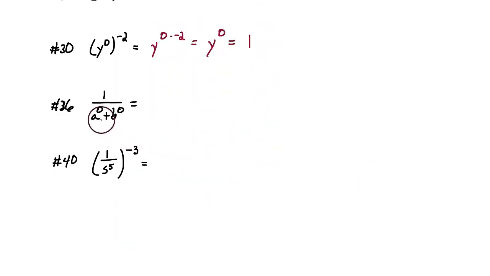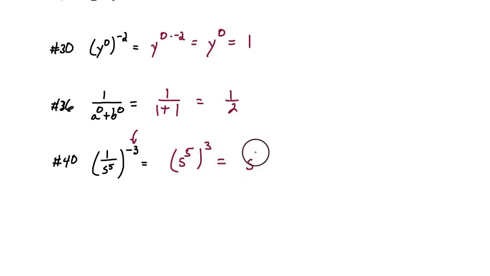Number 36. What did we just say about 0 power? Anything except 0 to the 0 power makes a 1. Same thing here. It makes a 1. So final answer is 1 over 2. Number 40. We have a fraction. We're raising to a power. But the power is negative. So let's first take care of the negative exponent. It means to do a reciprocal. Flip that thing upside down. Now go to the positive 3 power. And this makes s to the 15th.